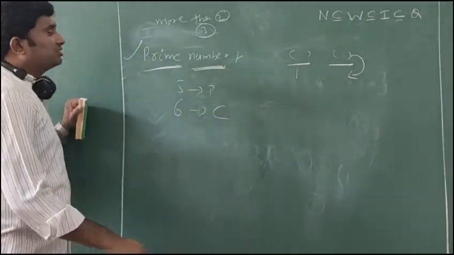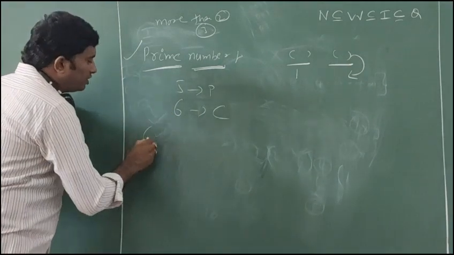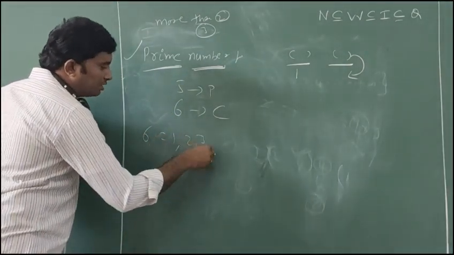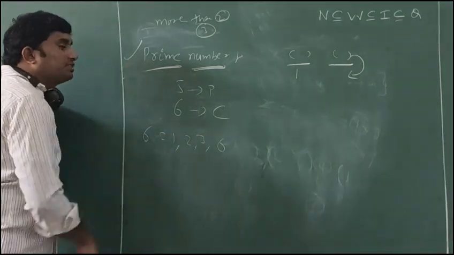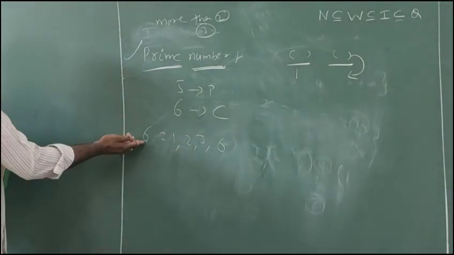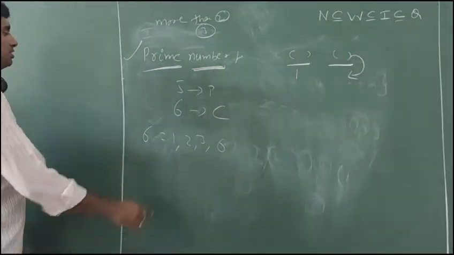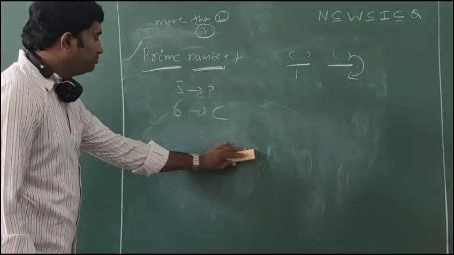6 is not a prime, this is a composite number. Why? Because what are the factors of 6? 1 is a factor, 2 is a factor, 3 is a factor, and 6 itself is also a factor. So this number has more than two factors, then this number is called a composite number.